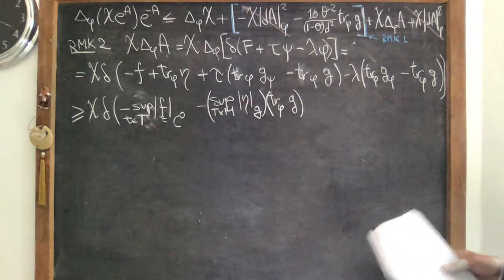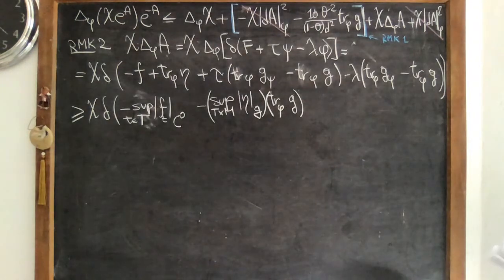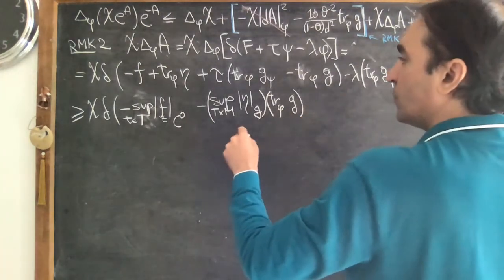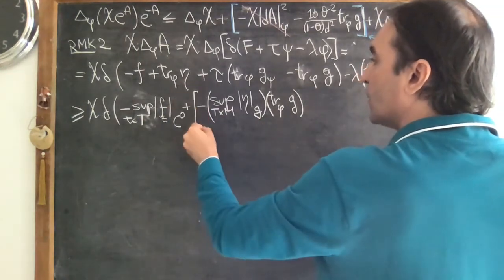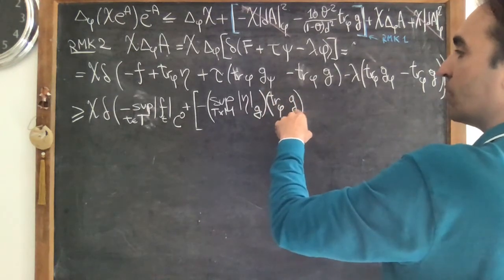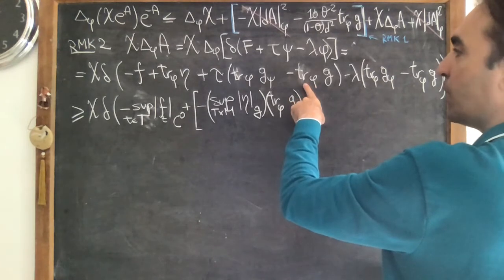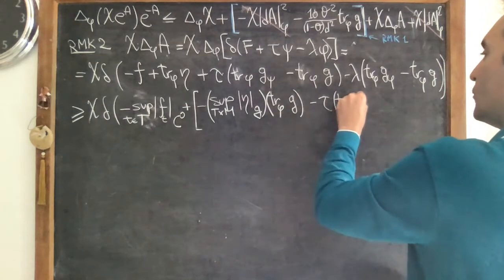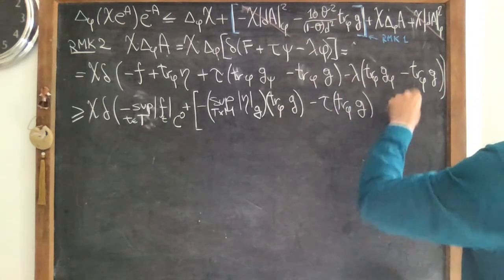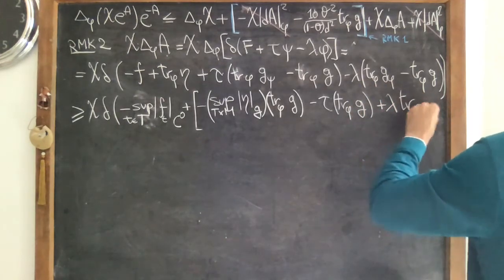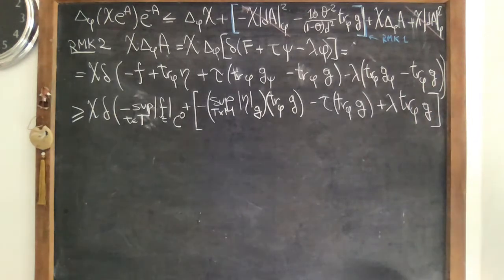Now we write next to each other the terms where we have this trace of G according to omega phi. Another one is this minus tau trace phi G, and another one is plus lambda trace. Okay, these are similar terms.